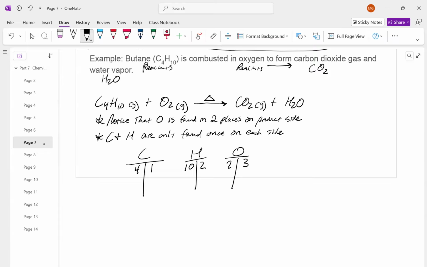So again, now I'm going to start with either carbon or hydrogen. I'll just start with carbon here. Okay, so I have 4 carbons on the left. I can easily fix that on the right by putting a coefficient of 4 there. That would give me 4 carbons. So 4 and 4 now.